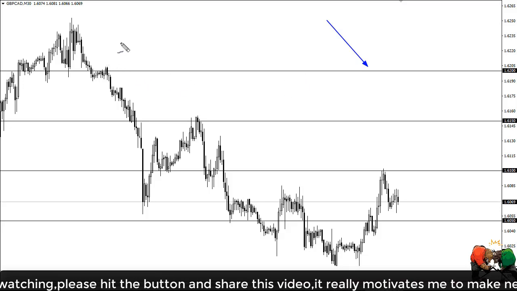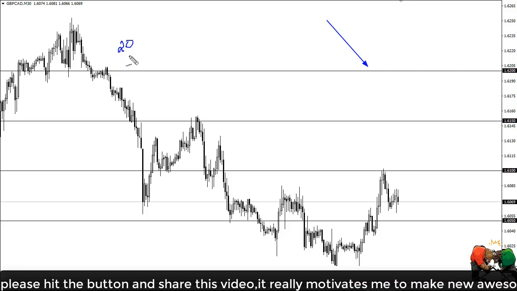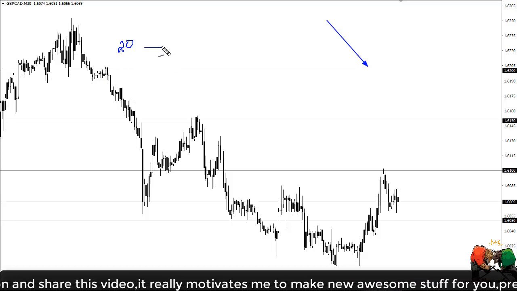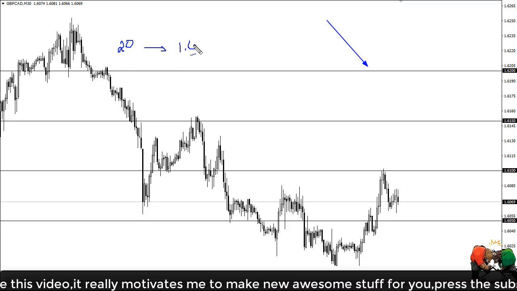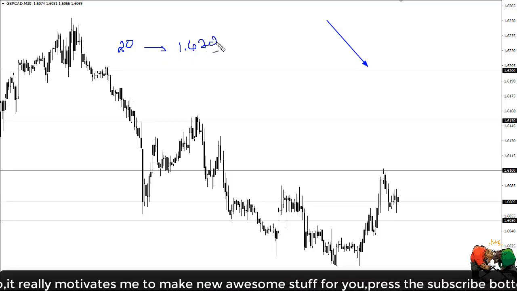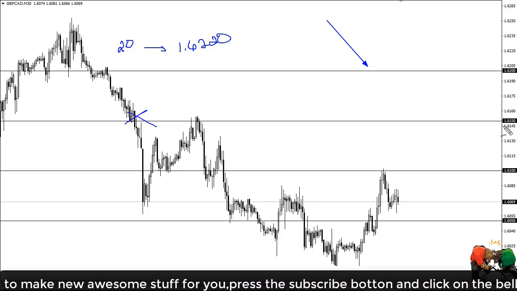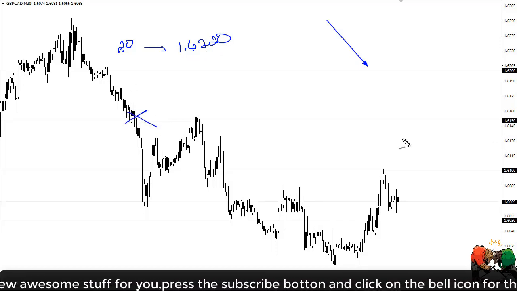And then I put a 20 pip stop. So I'm short here once we've broken down. And my stop loss would be at 162.20. And I would simply target the next 50 pip line, in this case 161.50.